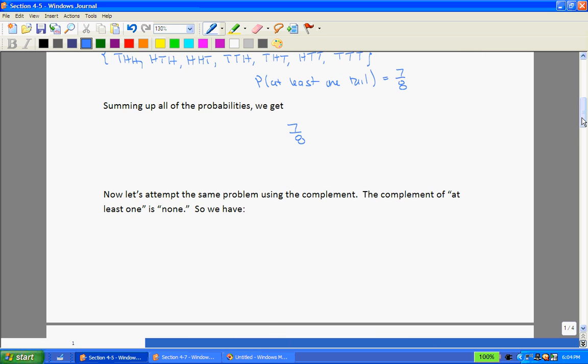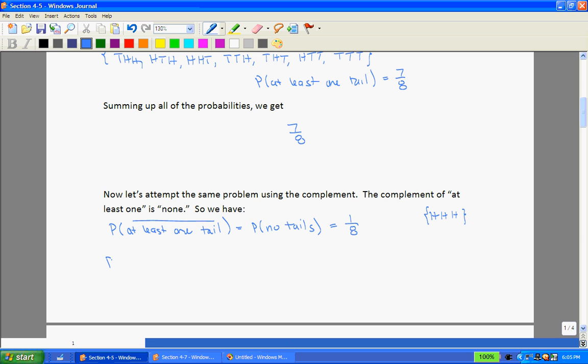Well, now let's attempt that same problem using the complement. The complement of at least 1 is none. So the probability of at least 1, we're going to find the complement of that, which is the same thing as saying no tails or none. Well, the probability of no tails means I get all heads. So heads, heads, heads is what's in the example. That only happens one way, so that's 1 out of 8.